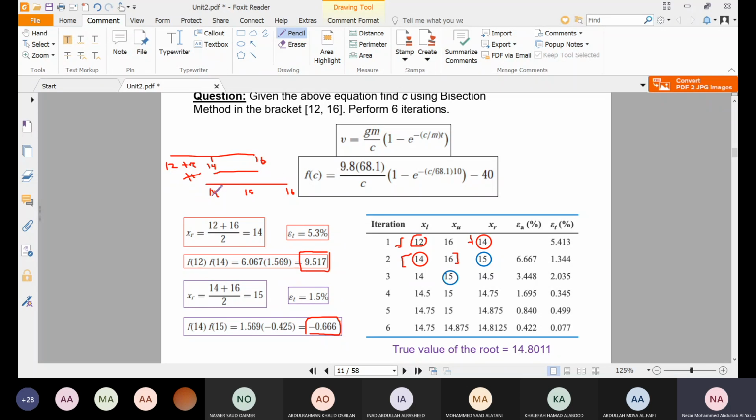If I evaluate the function at 14 multiplied by the function at 15, I get it negative. That means I have a change in sign here. So I will ignore this bound now. I will ignore 16. This 15 now becomes my upper bound, and my current lower bound will stay the same. I will do the same algorithm and continue with this one.